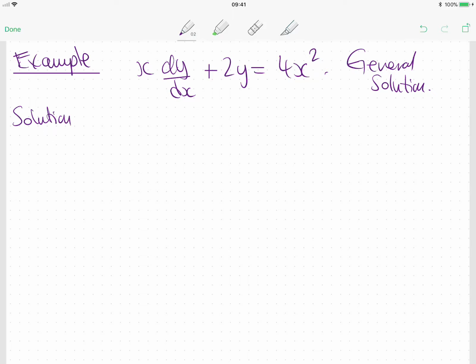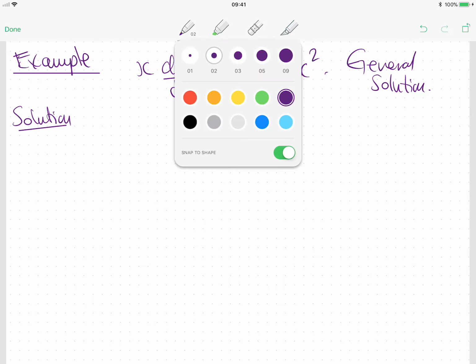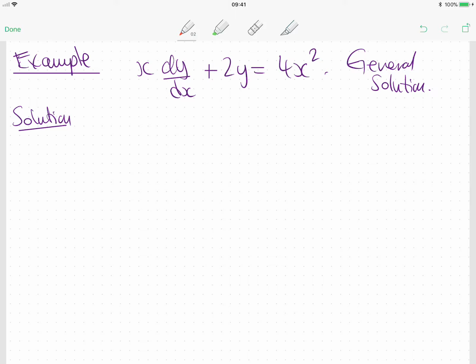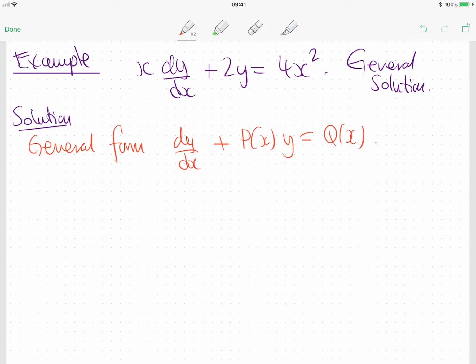Okay. So for all of these problems using integrating factors, we need to write our problem in the general form. The general form is dy/dx plus p of x times y equals q of x. The key thing is we need to isolate the dy/dx, and then whatever sits in front of y is p. Everything else goes on the right hand side as q.